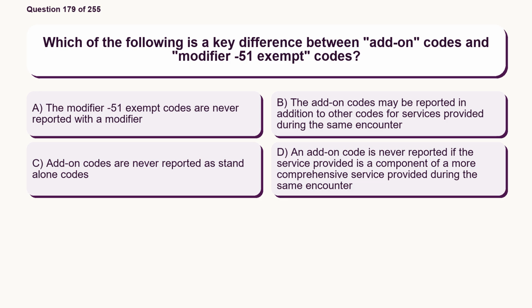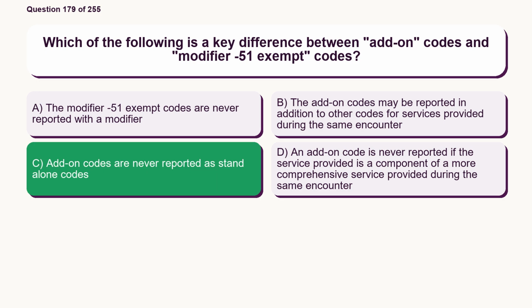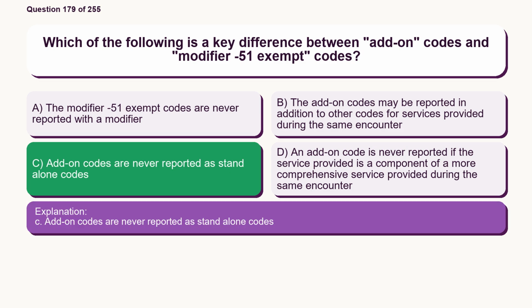Question 179. Which of the following is a key difference between add-on codes and modifier -51 exempt codes? Option A. The modifier -51 exempt codes are never reported with a modifier. Option B. The add-on codes may be reported in addition to other codes for services provided during the same encounter. Option C. Add-on codes are never reported as standalone codes. Option D. An add-on code is never reported if the service provided is a component of a more comprehensive service provided during the same encounter. The correct answer is option C. Add-on codes are never reported as standalone codes.